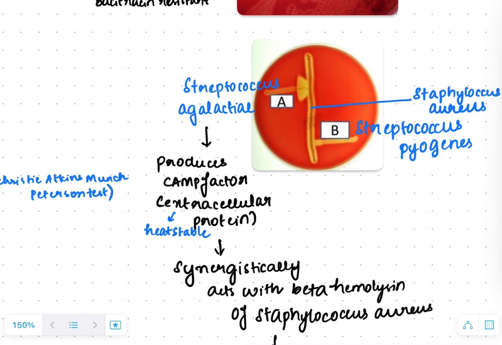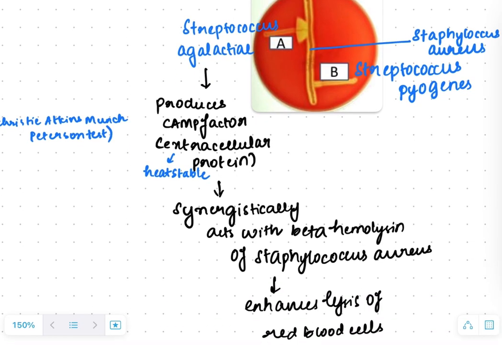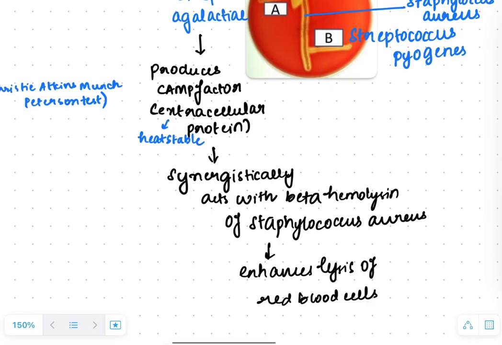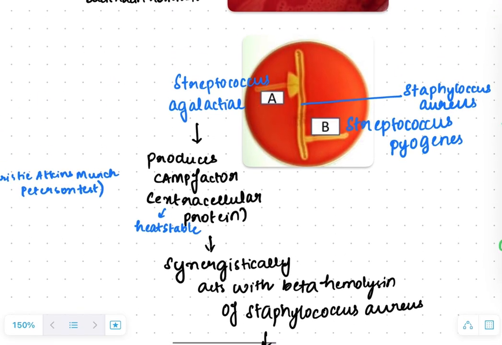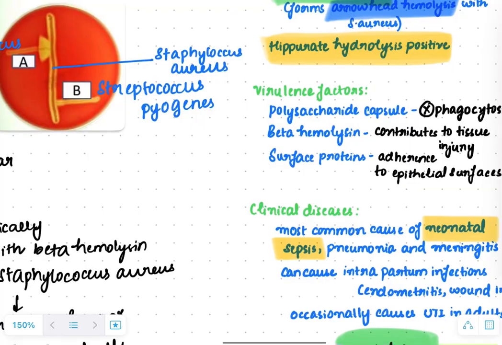Whenever there is a Streptococcus agalactiae, it produces CAMP factor. This is a diffusible extracellular protein which is heat stable. It synergistically acts with the beta hemolysin of the Staphylococcus aureus. We know beta hemolysin is also produced by the Staphylococcus aureus. So this agalactiae, which is producing the CAMP factor, will synergistically act with the beta hemolysin of the Staphylococcus aureus. So it enhances the lysis of the red blood cells. That's why in agalactiae we will see an arrowhead hemolysis, whereas in Streptococcus pyogenes we don't see that. So this can be done to differentiate the agalactiae from other species. So arrowhead hemolysis is important. It is seen in the CAMP test.